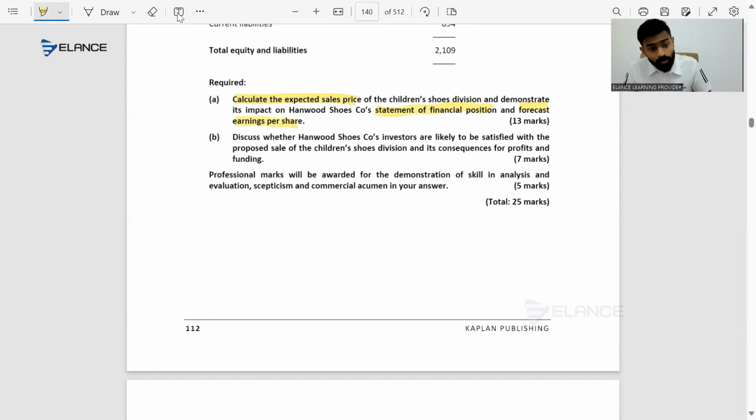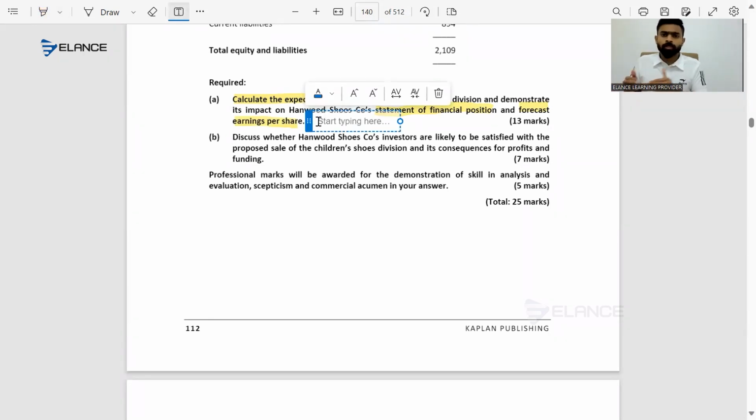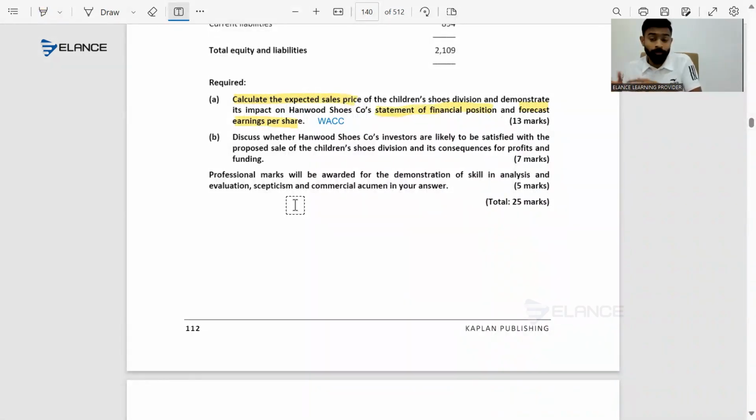The question might also ask to calculate the effect in WACC as well. This is a maximum. It could be, after using the balance sheet, we need to comment on the gearing as well. So these are the questions we could expect from a typical sell-off or spin-off question.